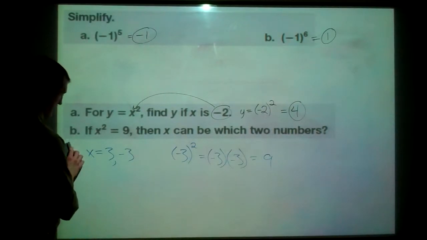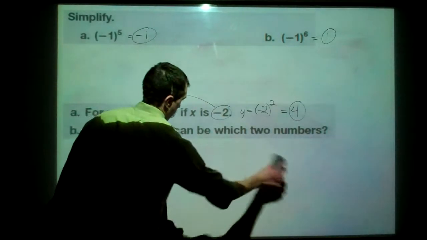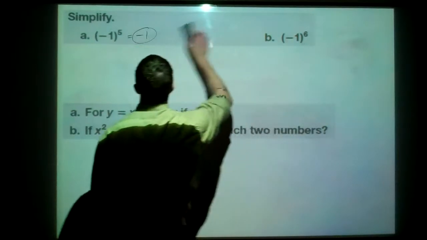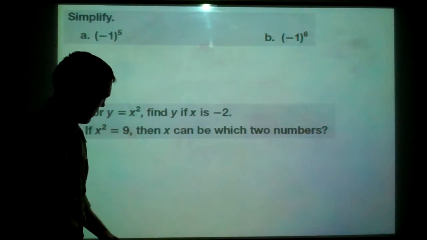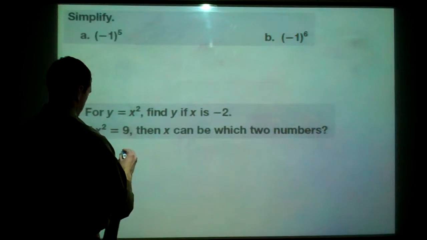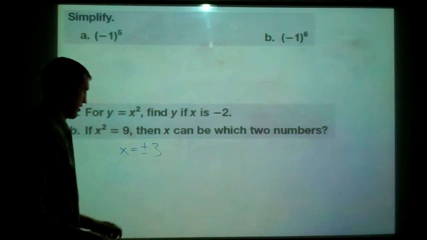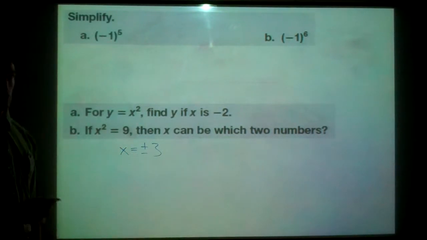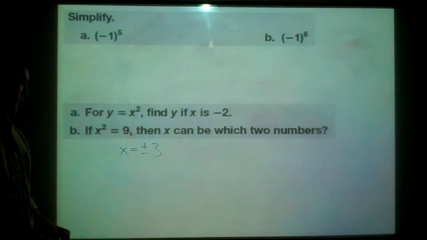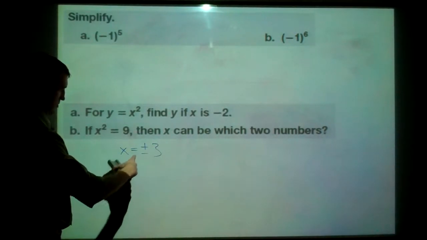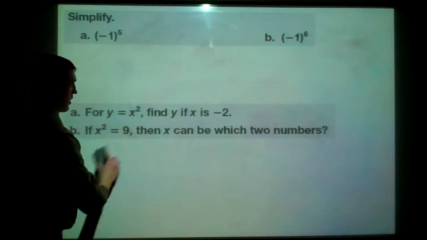And one way to do that, that you will see in high school, is they may write it like this: x equals ±3. You could list both of them like I did before. You could say x equals -3 and 3, doesn't matter to me. This is just the shortcut notation: x equals positive or negative 3.